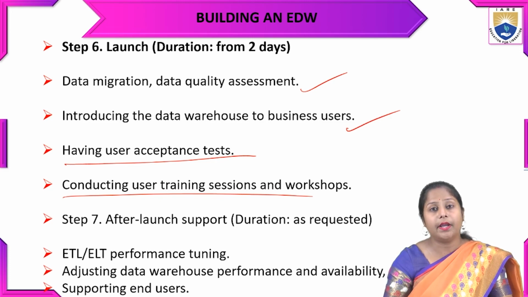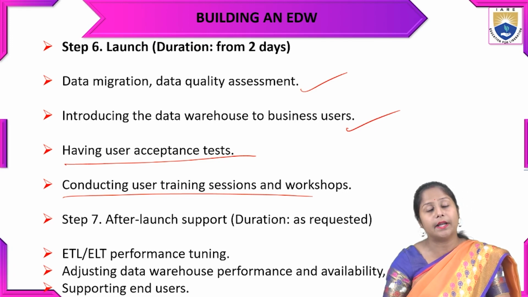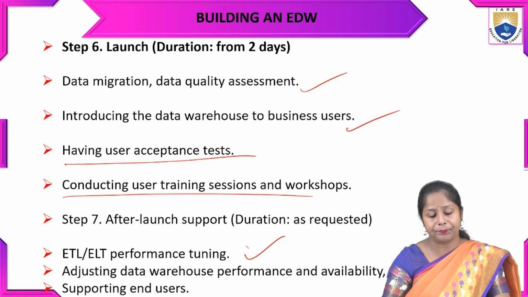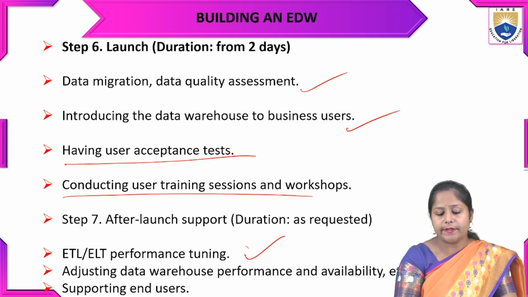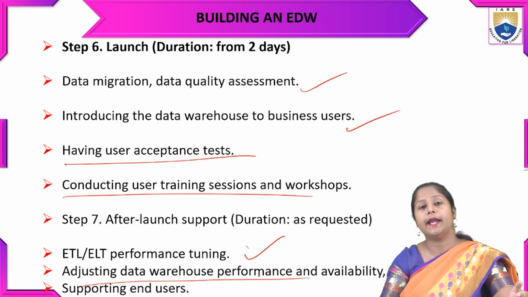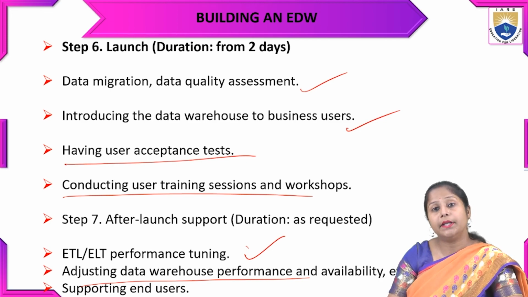Next, in the seventh step, we have to do the after launch support. That will be lifetime support, so that if they request it, we can extend it. After launch support, they can have the ETL and ELT performance tuning. We can say quarterly, half yearly, or yearly maintenance is there. Performance tuning is there. Next, we have to adjust the data warehouse performance and availability. Next, we have to go for supporting, and whatever support is needed for the end users from the business users will be taken care of in the seventh step of after launch support.